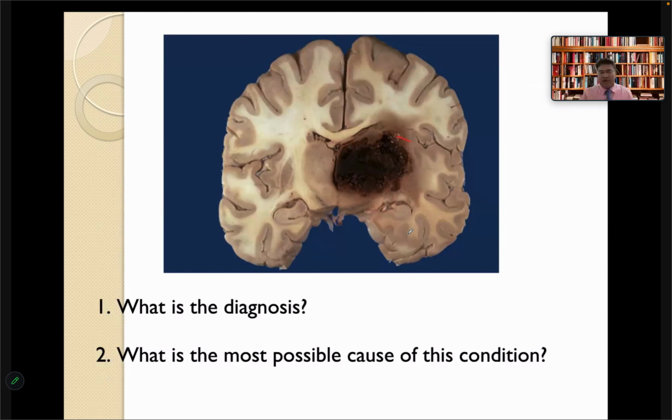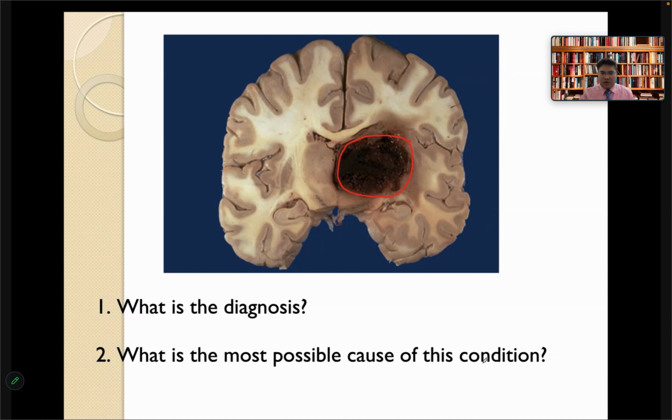Hemorrhage, right? Large area of hemorrhage. So now you need to correlate the history with this slice of brain, right? So here you see a large blood clot or a hematoma or hemorrhage. So this is intracerebral or intraparenchymal hemorrhage. The hemorrhage or the blood is present within the substance of the brain. So this is the diagnosis.